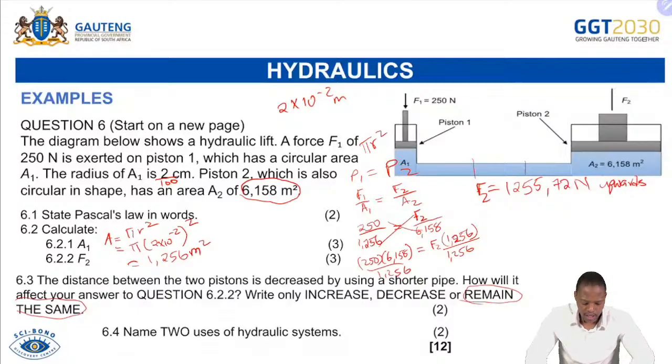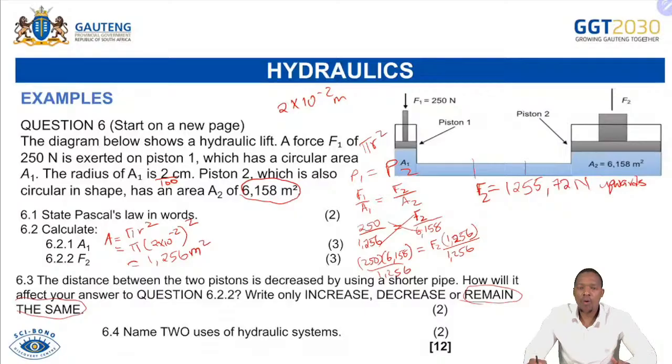Okay, 6.4 says there, name 2 uses of hydraulic system. Well, we've named a lot there: forklift, dentist chairs, hydraulic car brakes, hydraulic jacks, bulldozers. You can name a lot. Just make sure you go to exam knowing at least 4.